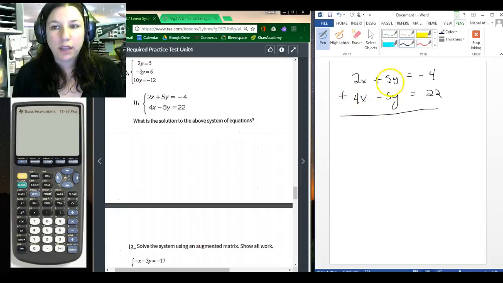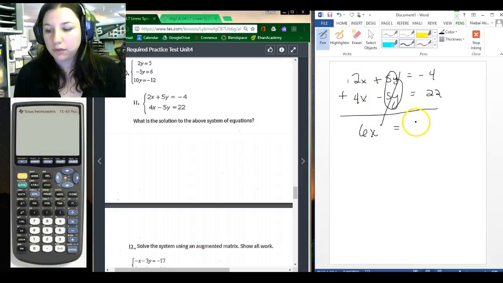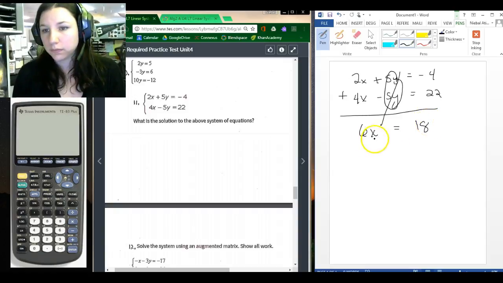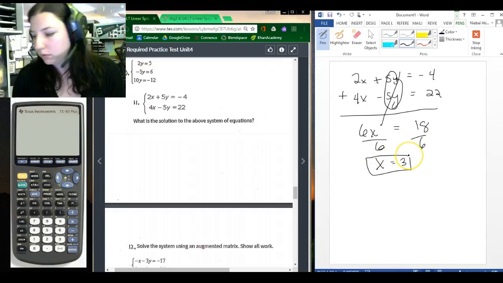If we add these two together, the 5y minus 5y eliminates to 0. So 2 and 4, I have 6x. 22 minus 4 is 18. Divide both sides by 6, and I get x is equal to 3.